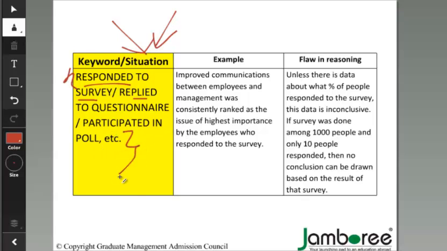So this means that of the entire possible group or entire possible affected segment, only a small portion probably gave their opinion. So based on this, you cannot come to a conclusion, right? Everybody clear? Am I still audible to everybody? Yes? Right? Okay.